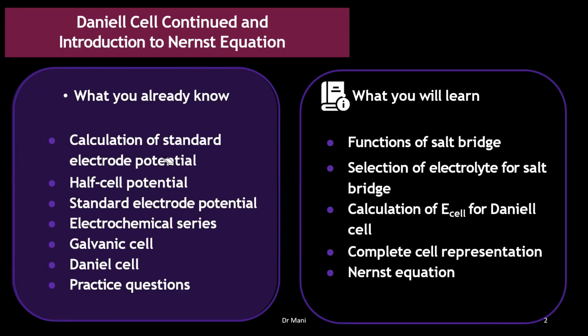So far we have done the standard electrode potential calculations. We have seen cell potential. We have seen the electrochemical series. We have seen the galvanic cell, the Daniel cell, and we have seen certain questions. So in this class, we'll study the functions of the salt bridge. We'll see the selection of electrolyte for the salt bridge.